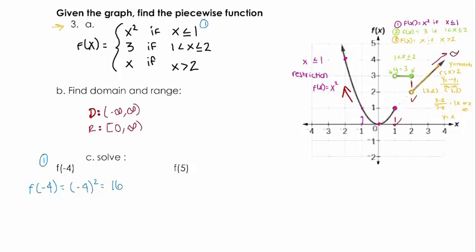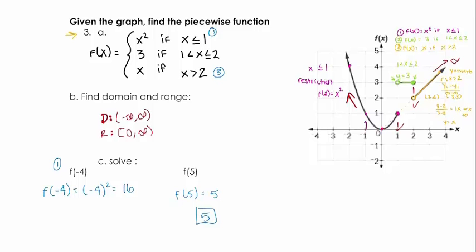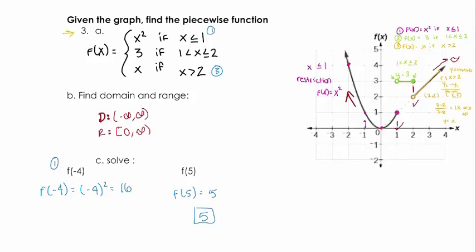Now let's look at 5. 5 is going to fall into our third function because it follows that restriction. So f of 5, replace f of x with 5, and that is going to be our final answer, so it's just 5. And that is number 3 worked out.